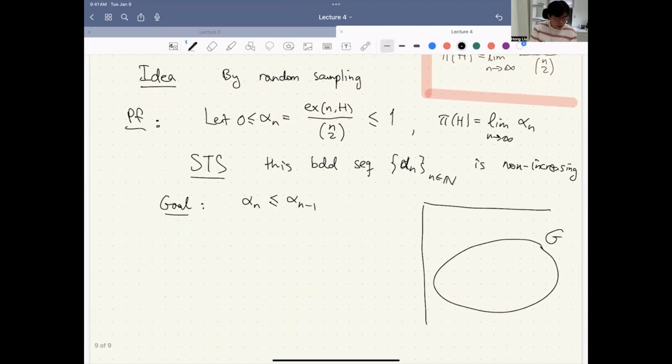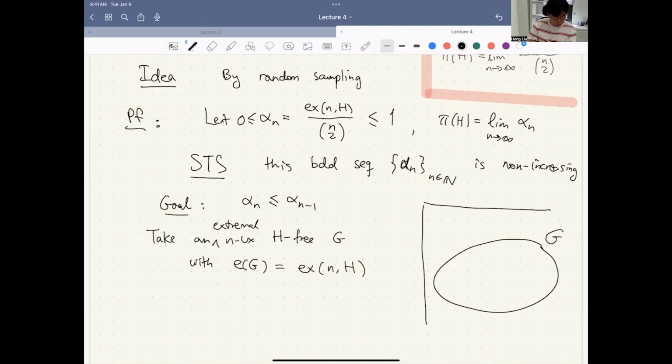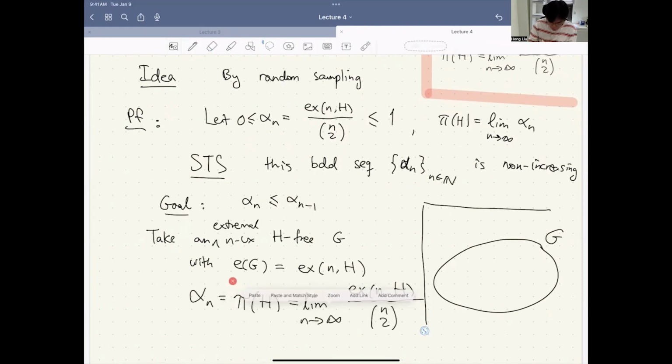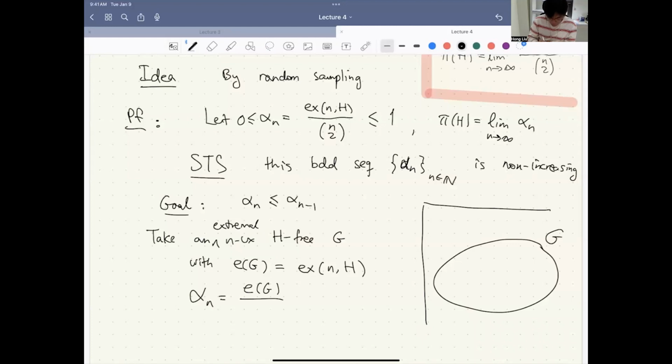As I said, you take an n vertex H3 graph G, that's extremal. Extremal means E of G equals EX of n, H, right? So we have alpha n equals E of G over n choose 2. No problem.